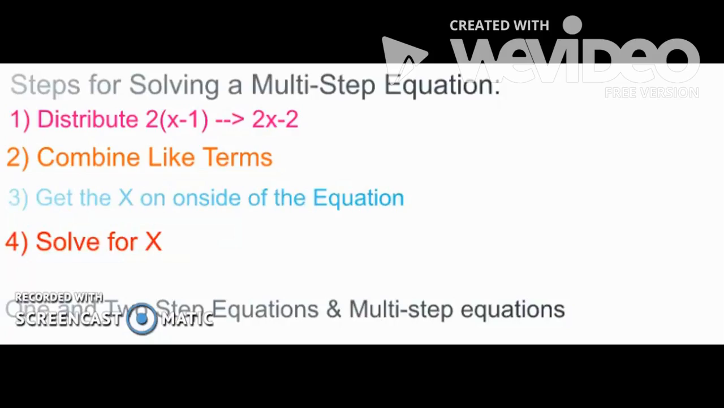So today we're going to be talking about solving multi-step equations, and the first thing I want to start with is understanding the 4 steps to solving a multi-step equation. And I have them listed here in order, and the first one is distributing. And distributing, if you don't remember, is simply multiplying the number out in front by everything that's on the inside. So I have an example right here.